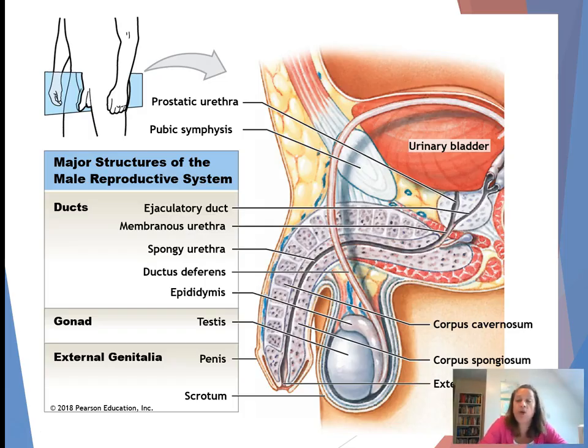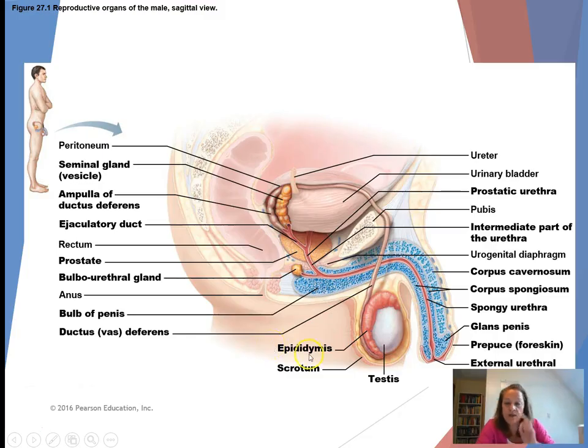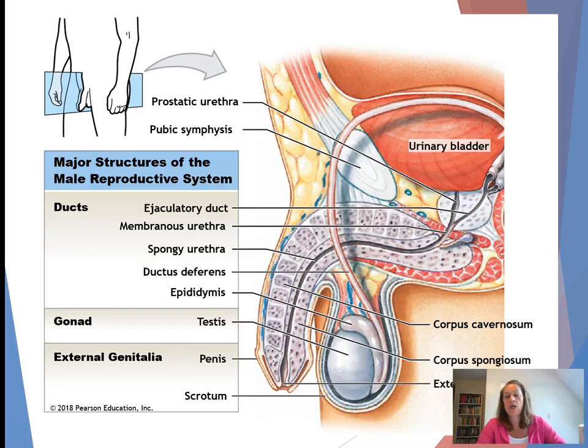Now, for lab exam, you're going to want to know all of these different structures. Over here, this gives you a little bit more detail. The underside, or the inferior side of the penis, is called the corpus spongiosum, the sort of blue with the dots. Then we have the corpus cavernosum on the top. So you need to know those two different tissue types for anatomy and physiology, the lab portion.